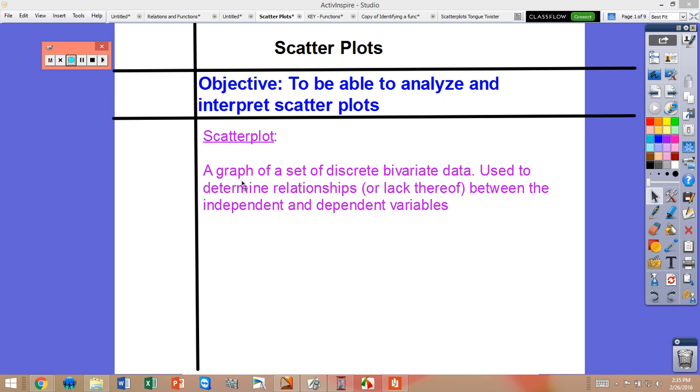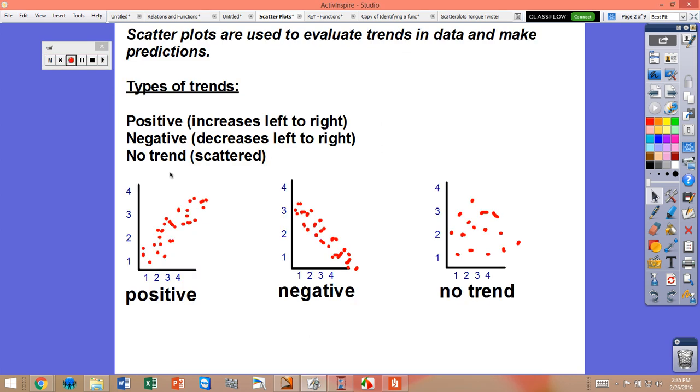A scatter plot is a graph of a set of discrete bivariate data. It's used to determine relationships or a lack of relationships between the independent and dependent variables. So here are what some scatter plots look like. They are used to evaluate trends in data and make predictions. So these are the types of trends.